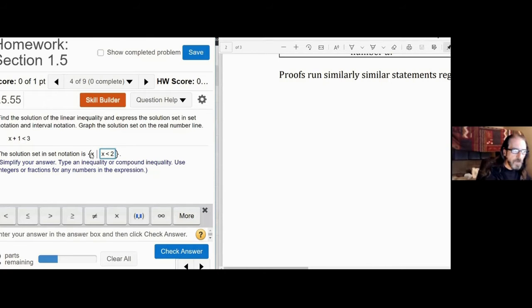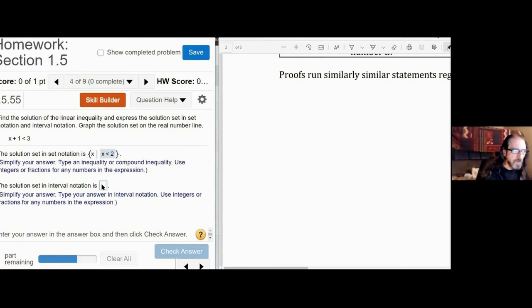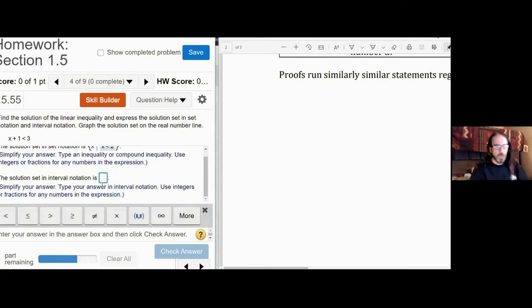Now, all that we have going on here is this is saying that we have a set of solutions. The curlicue braces are indicating we have a set. The x and the vertical bar means x is any real number such that x is less than 2. They want us to then put that in interval notation.